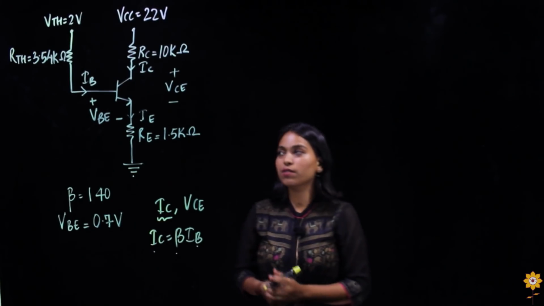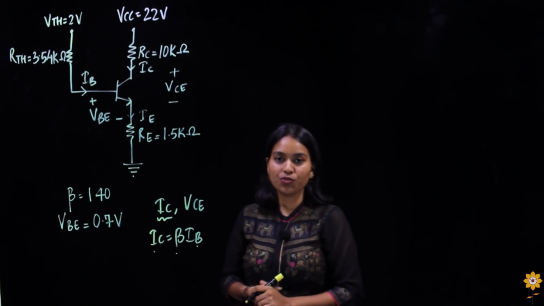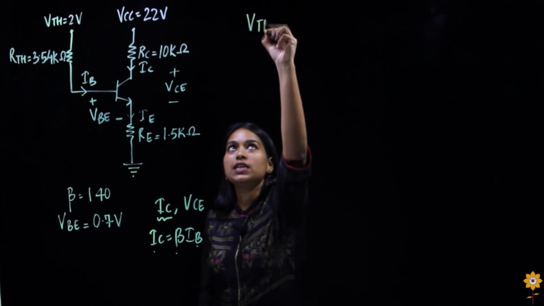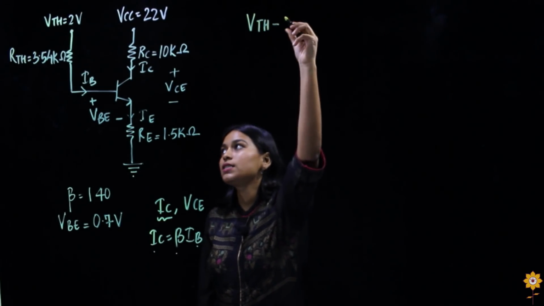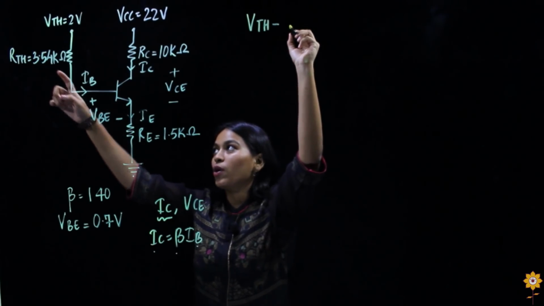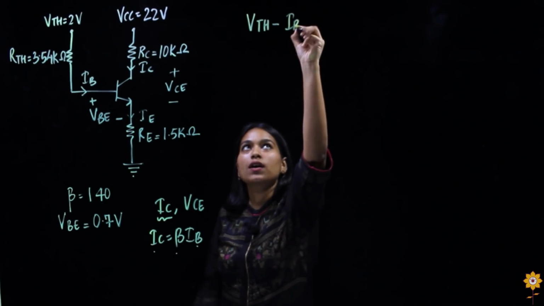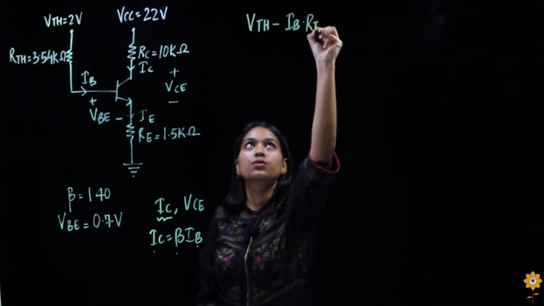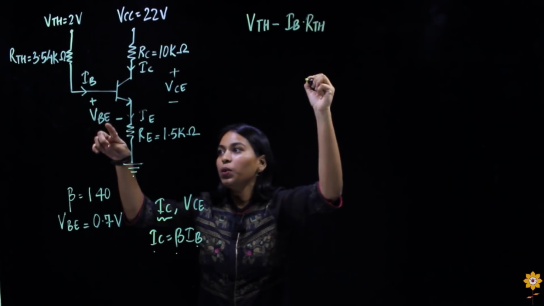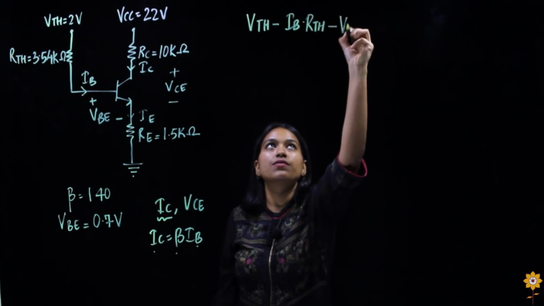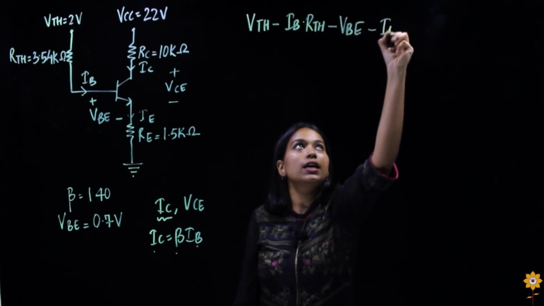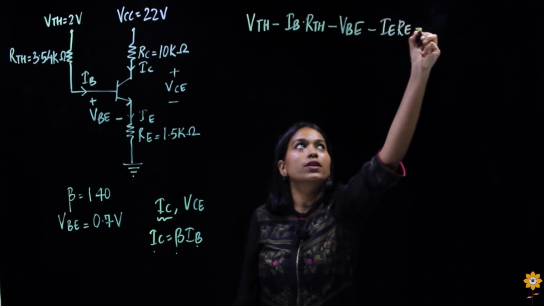So let's begin and apply KVL in the input side to find out IB. So the very first parameter is VTH minus the voltage drop across RTH, which is IB, the current flowing through the resistor. So we have IB into RTH. Then we have VBE, so minus VBE and then minus IE RE equal to 0.